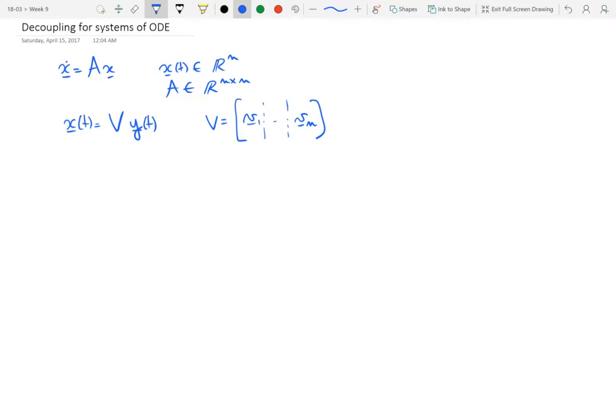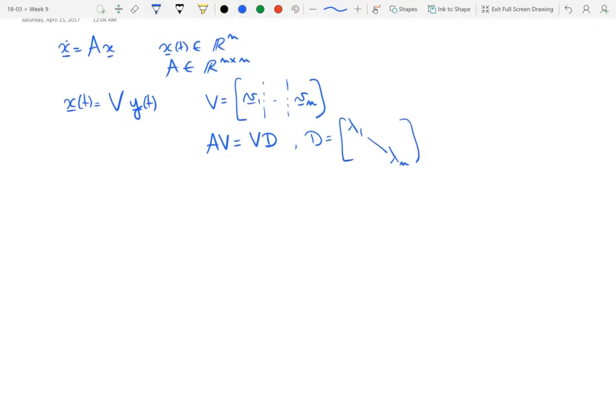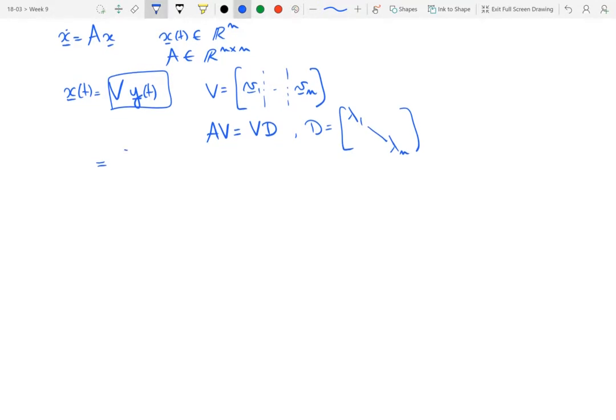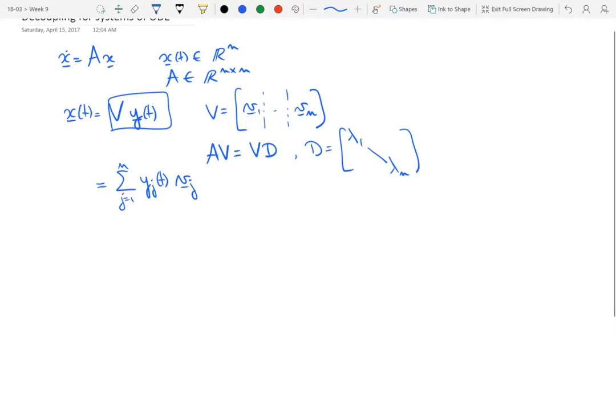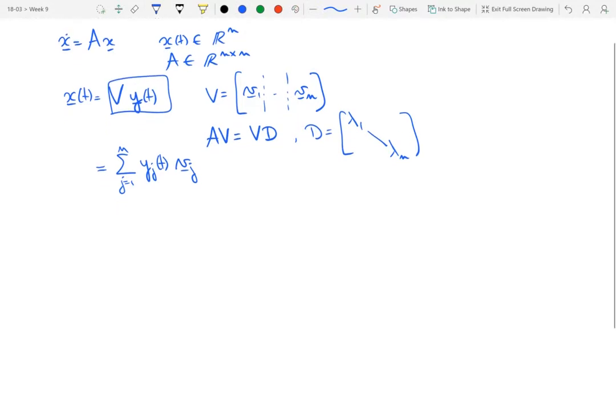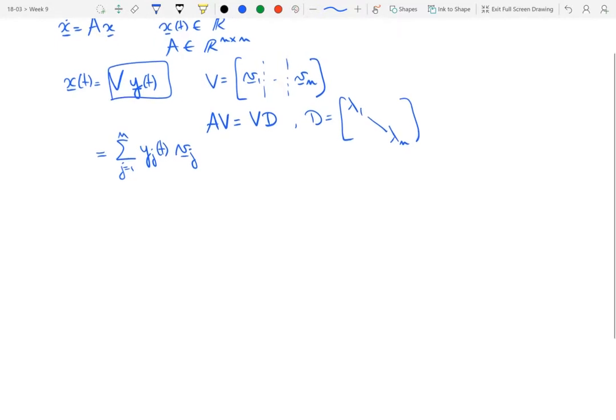And so in matrix form, if we apply A to V, we get back V times a diagonal matrix D, which contains the eigenvalues on the diagonal. So lambda 1 through lambda n here, and the other elements in D are zeros. And so if we realize this matrix vector product and write it in components, we'll have that x of t will be the sum for j running from 1 to n of yj of t times vj. In other words, you have a linear combination of the columns of the matrix V, and the yj provide the coefficients in this combination, and it's only the yj that depend on time, not the vj.